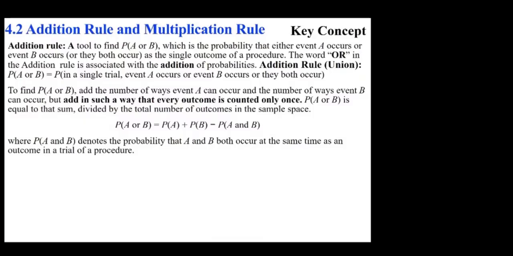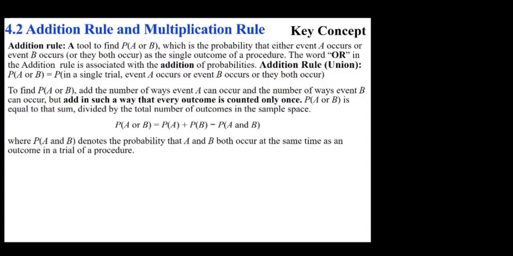4.2 Addition rule and multiplication rule. Addition rule, a tool to find P of A or B, which is the probability that either event A occurs or event B, or they can happen at the same time, both, as the single outcome of a procedure. The word "or" in the addition rule is associated with the addition of probabilities or union of events.